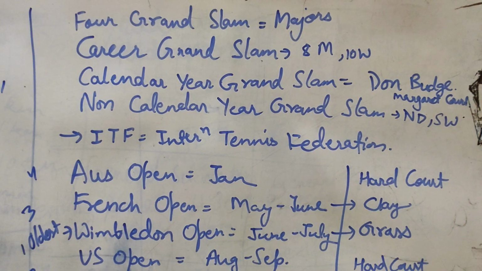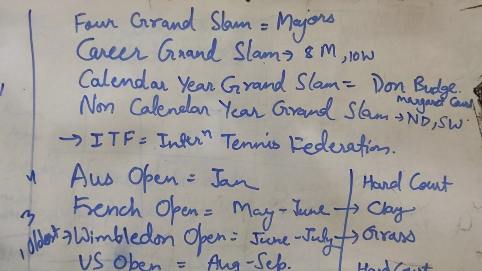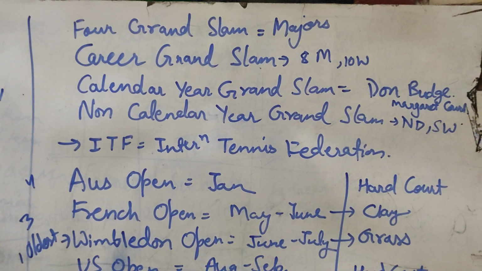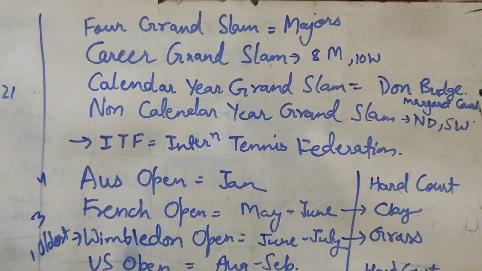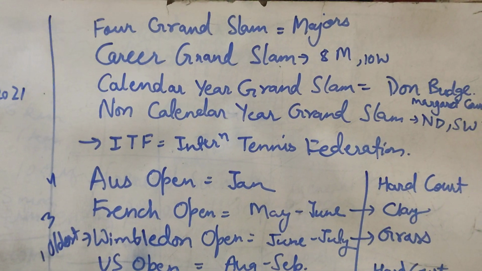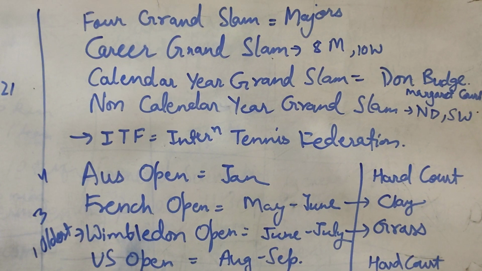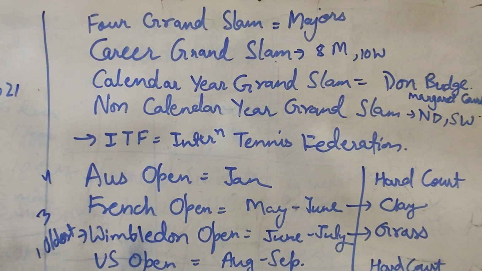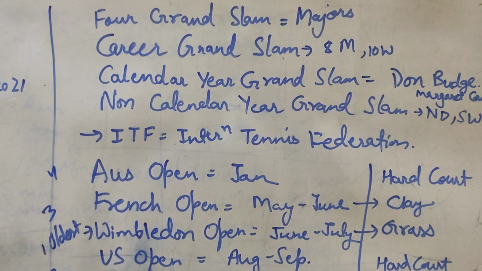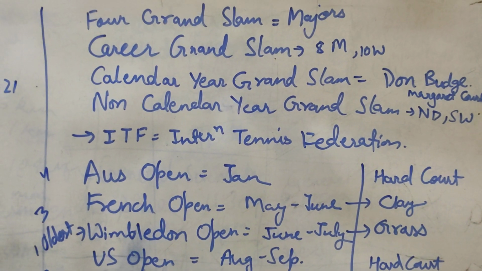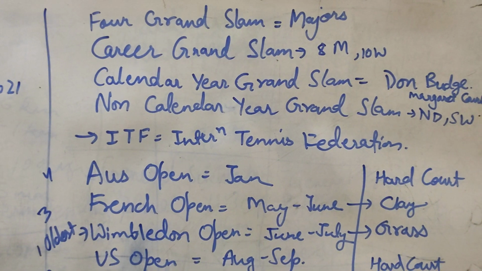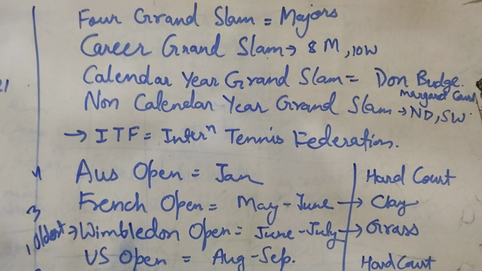Now coming on to the calendar year Grand Slam, the first person who has won is Don Budge. Now what does this mean? So like I've already told, 4 types of Grand Slam happen in a year. So if in one year itself one person has won all 4 tournaments, that can be said as calendar year Grand Slam.